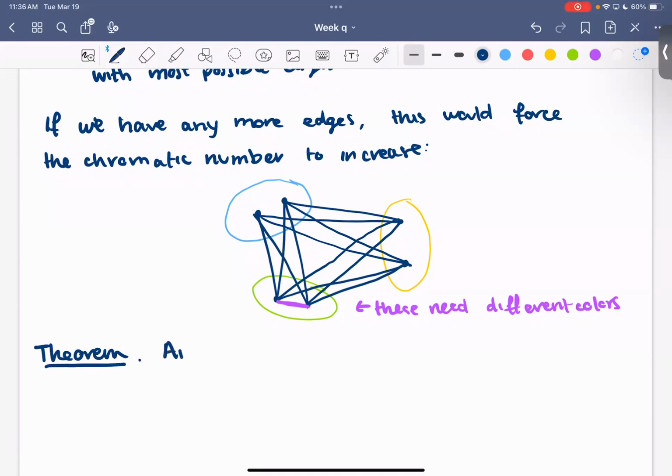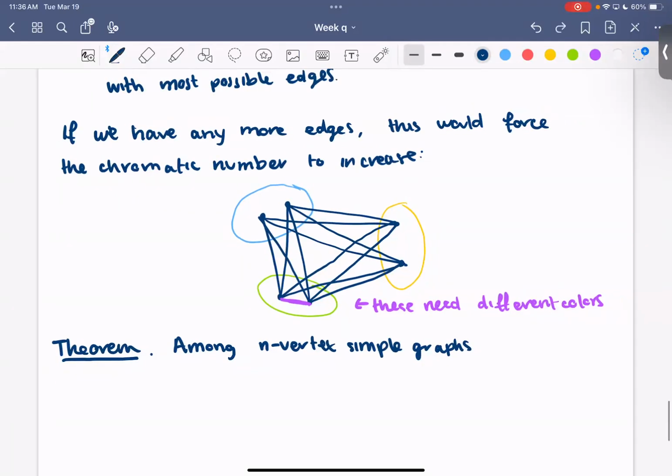So among n-vertex simple graphs with no (r+1)-clique, T(n,r) has the maximum number of edges, this Turan graph.